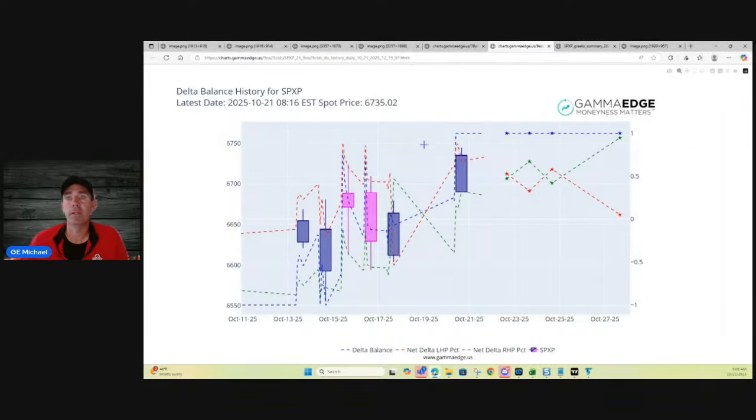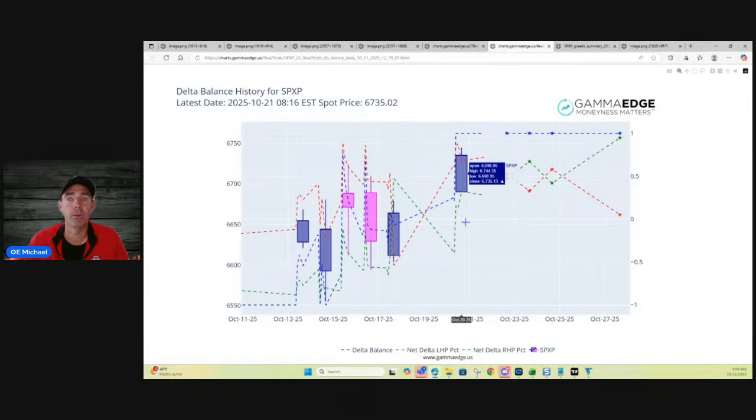All right, moving on to SPXP delta balance. Again, we separate this into the right-hand plane and the left-hand plane, as well as the aggregate, which is the blue line, our delta balance. The right-hand plane is above spot price. This is your out-of-the-money call speculation or your in-the-money puts. And the red line is our left-hand plane. That's your in-the-money calls below spot price or your out-of-the-money put hedging.